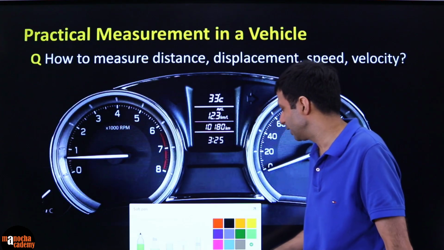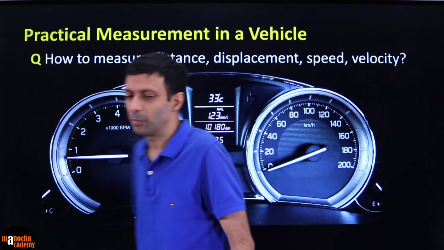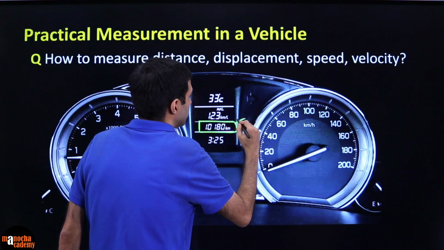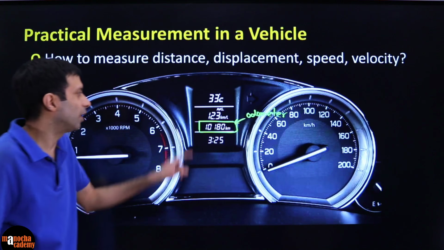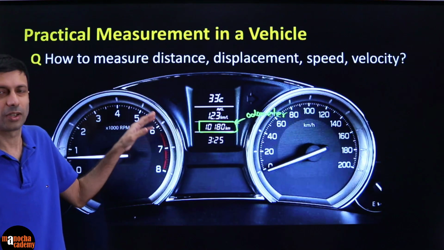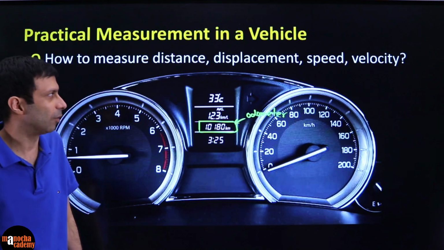So where is it located? Let's say in a bike or in a car. So here, can you see? There is some reading given over here. This is called an odometer, or we say odometer reading. So here it says 10180 kilometers. That means before this, or at the start, this car has traveled 10,180 kilometers.